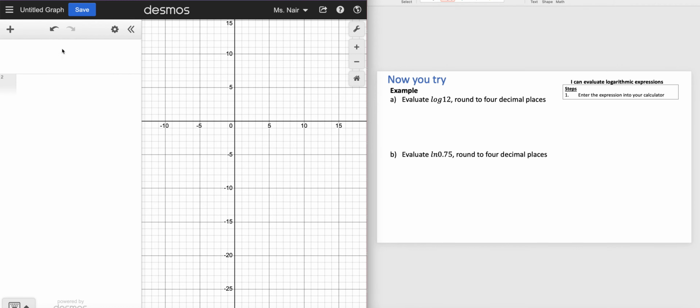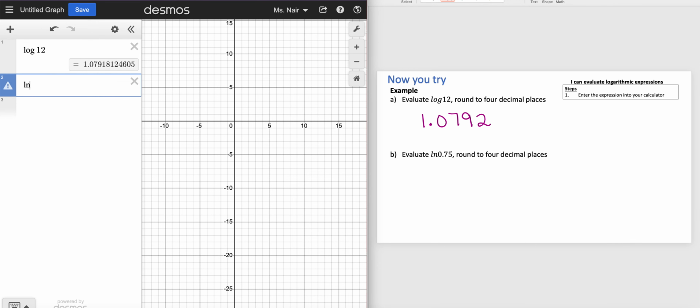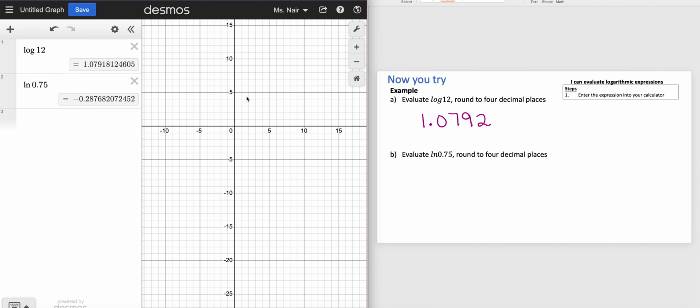So if you want to find the log of 12, you're just going to go ahead and type log 12, and you can see it gives you a value that you can now round to 4 decimal places. So we have 1.0792. If we want to find the natural log of 0.75, we just type ln 0.75, and you can see here it gives us the value. So we have negative 0.2877.